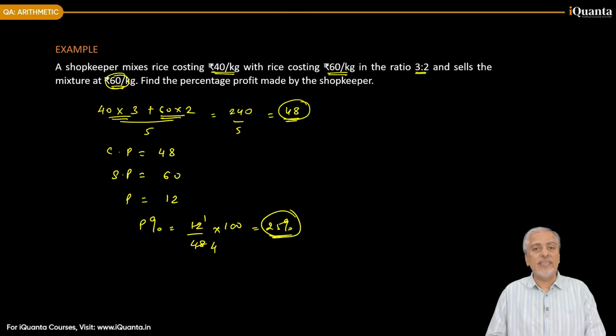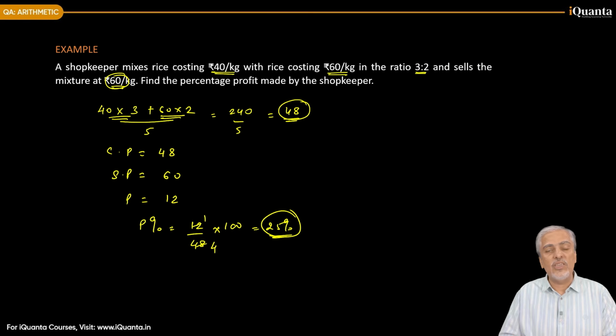Understand, when we're doing percentage, it does not matter whether you're doing it for 1 kg or 5 kg or 100 kgs. It will always remain the same. So the answer will be 25%. That's an interesting question. It was not so much about the ratios and everything. It was more about the way the question was constructed.